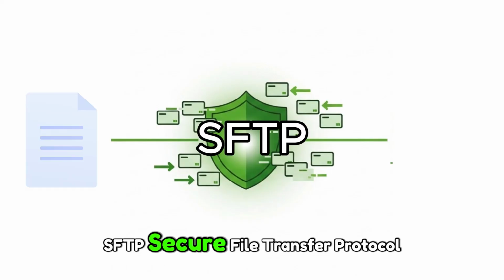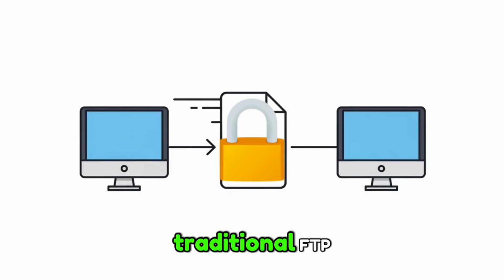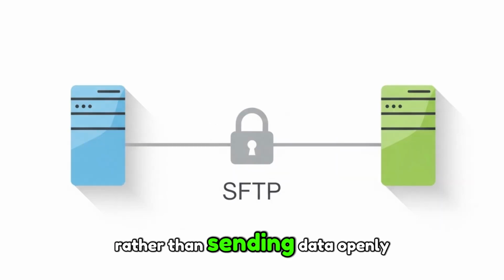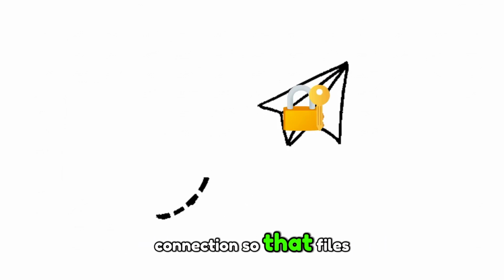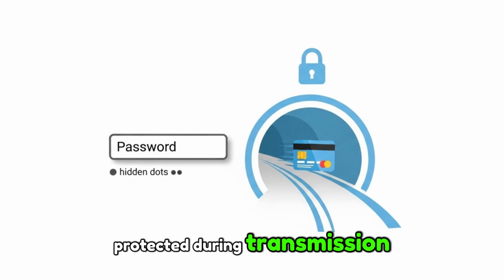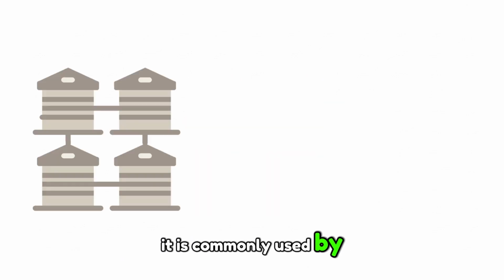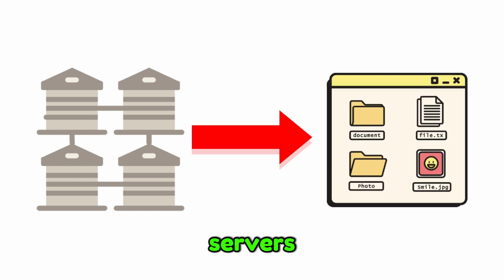SFTP, Secure File Transfer Protocol, is a safer alternative to traditional FTP. Rather than sending data openly, SFTP runs through an encrypted connection so that files, login credentials, and commands remain protected during transmission. It is commonly used by companies and system administrators when transferring sensitive data between servers.